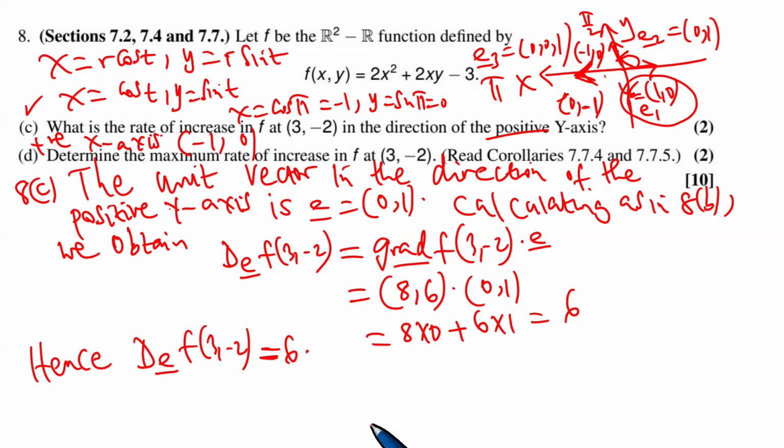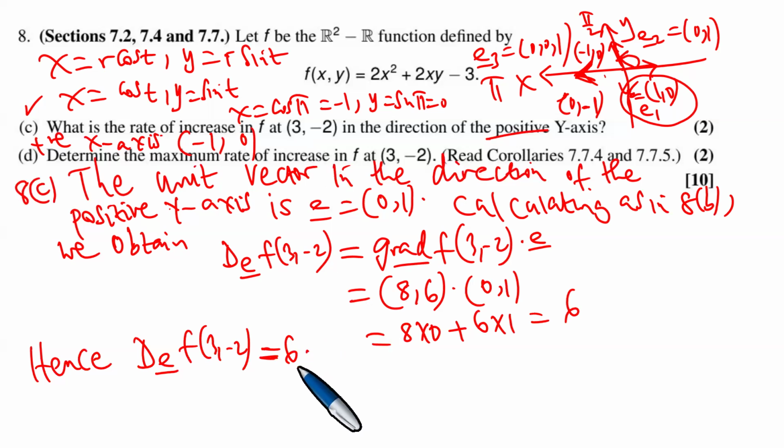This is equal to 6, like that. So, what is the rate of increase in f at (3, -2) in the direction of the y-axis? So the rate of increase in f at (3, -2) is 6.